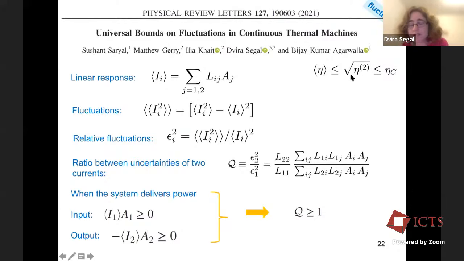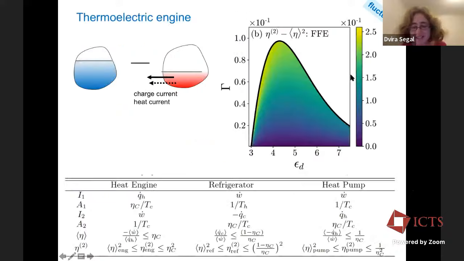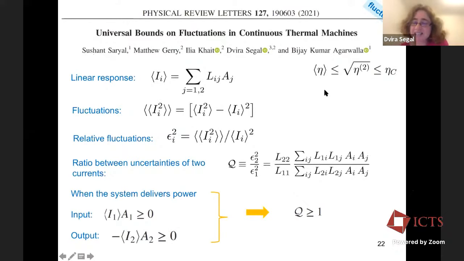So eta 2, what is it? I realize I didn't have it in the slide, sorry. So eta 2 is a ratio of fluctuations of, let's say, the cooling current and the work current. So the efficiency itself will be the ratio of the currents themselves, the current extracted from the cold bath, and the current absorbed from the work bath. And eta 2 would be the same type of ratio, but for the fluctuations.